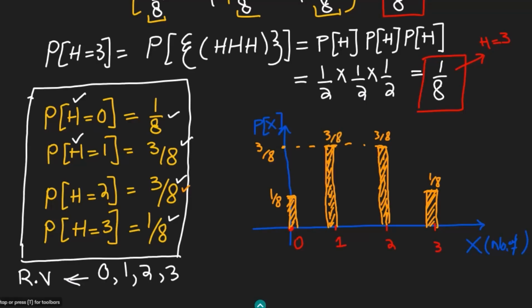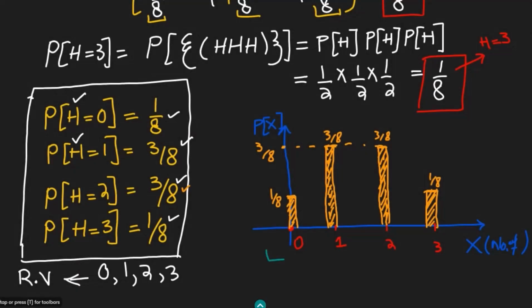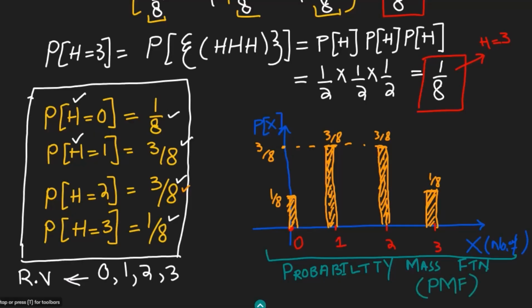So we can see that this graphical representation is called the probability mass function, or also called PMF. So this is the probability mass function, or PMF, for the number of heads in 3 tosses.